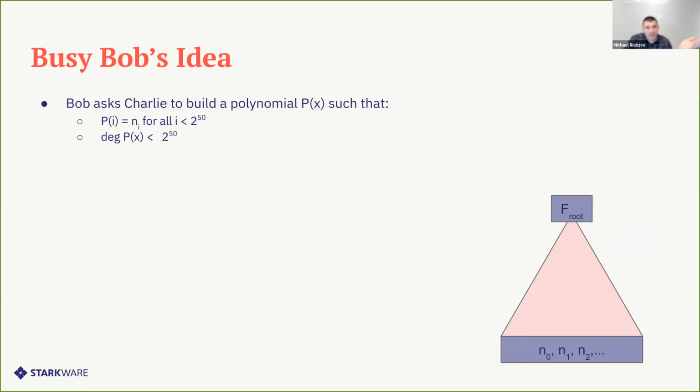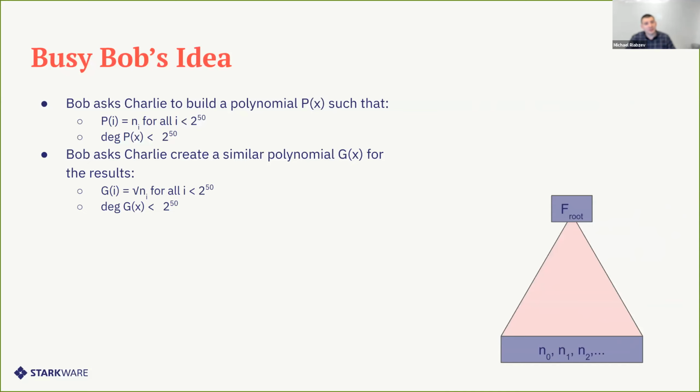And Charlie can do it because it's interpolation. It's an approximately efficient algorithm. So what we should notice here is that the degree of the polynomial that Charlie would gain is lower than 2 to the 50. This is an important property of this polynomial. And this polynomial actually represents the values Alice asked Bob to work on.